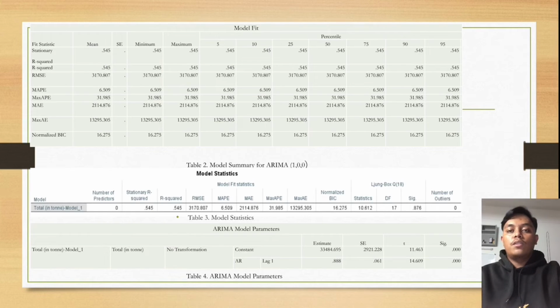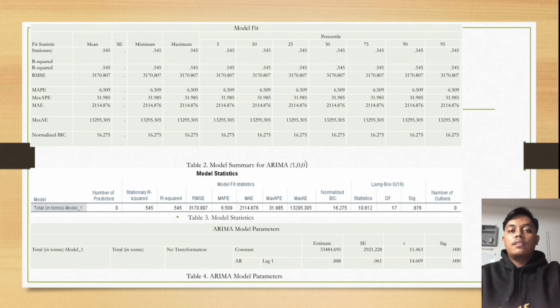Next, for model fit. Based on Table 2, we get the value of root mean square error RMSE and mean absolute percentage error MAPE. To find the mean square error MSE, we calculate the square of the RMSE. The value of RMSE is 3170.807, so we square that value and we get an MSE of 10054017.03.